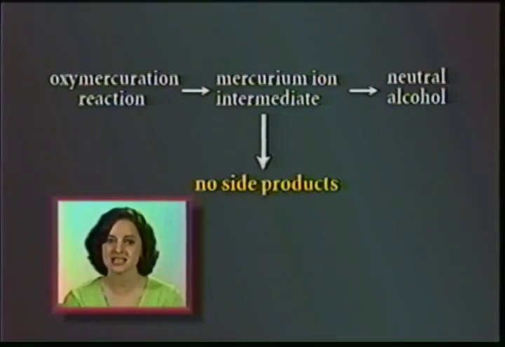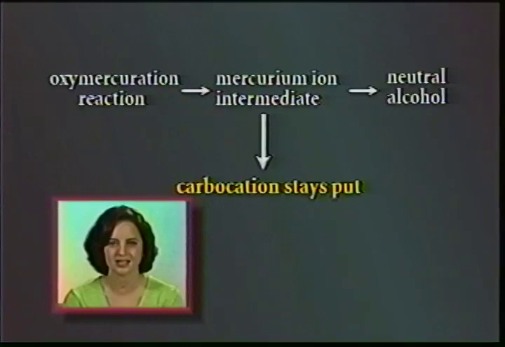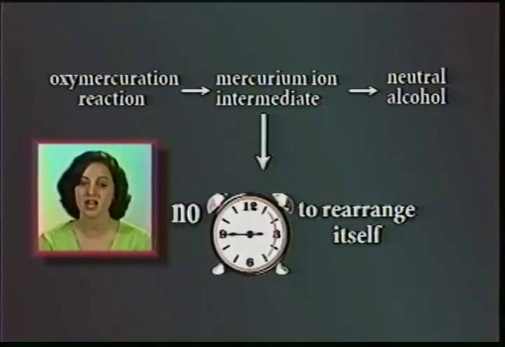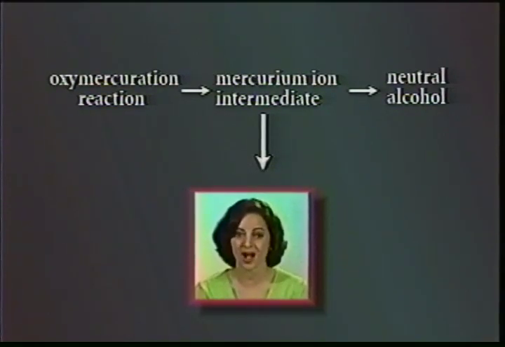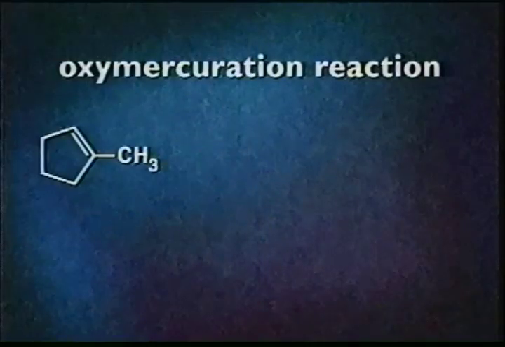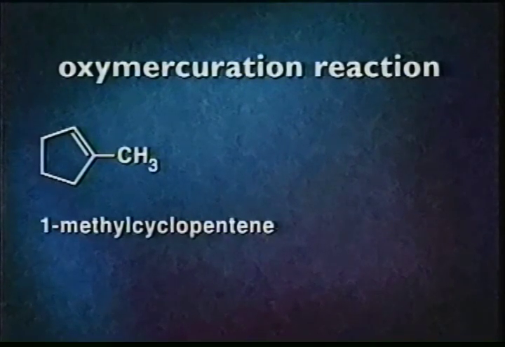We don't get any side products because the carbocation stays put. It doesn't have time to rearrange itself. But like we said, we're not going to talk about why that is right now. Let's look at an oxymercuration reaction with 1-methylcyclopentene.